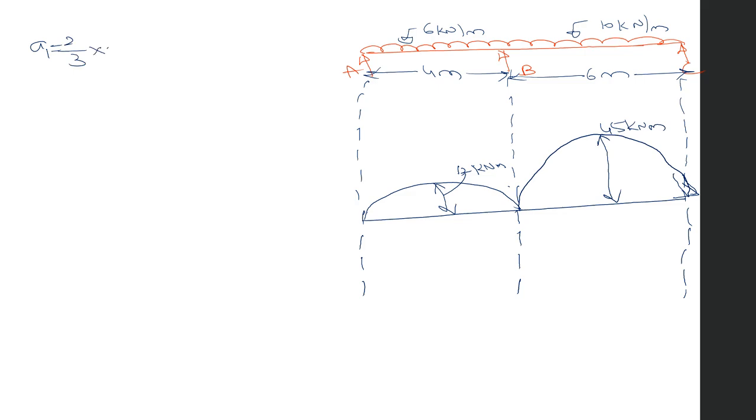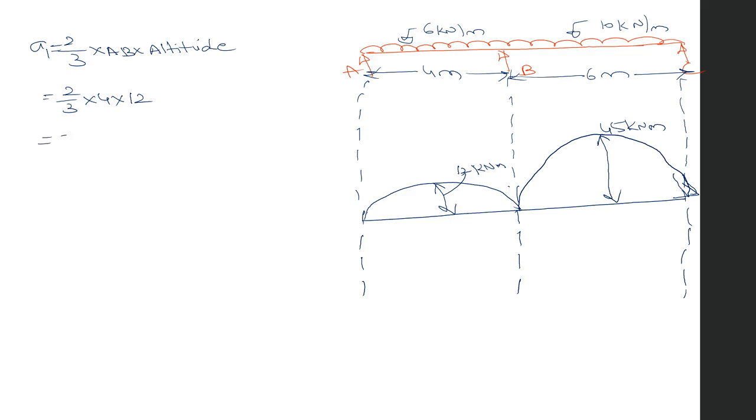For a parabola, the area is two-thirds of base into altitude. Here the base is AB and the altitude is as calculated. So substitute: 2/3 of AB, which is 4 meters, times the altitude we just calculated, 12, that is W1 L1 square by 8. Here you will get A1 as 32.